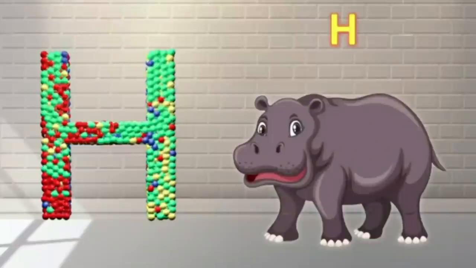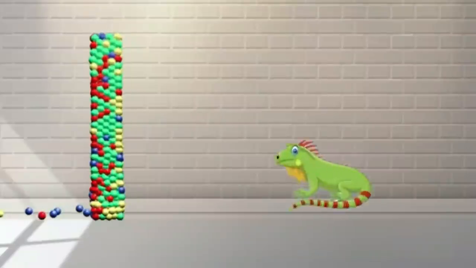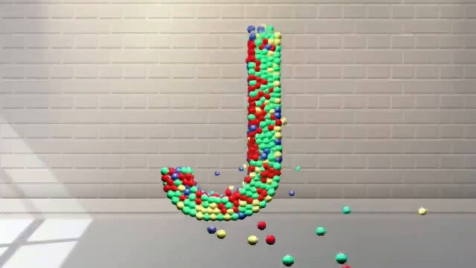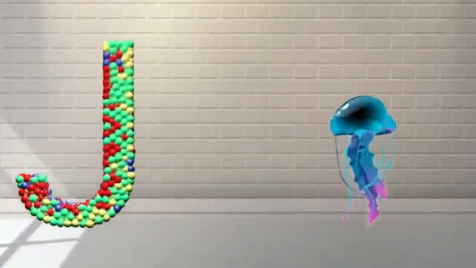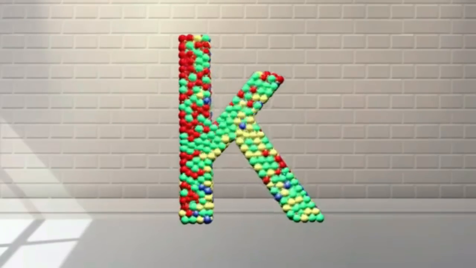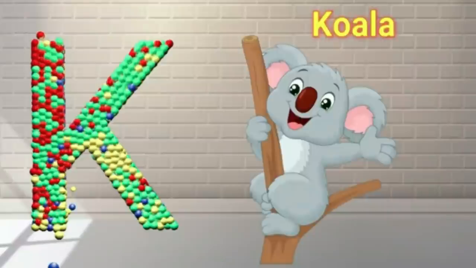H is for hippo. H-I-P-P-O. I is for iguana. I-G-U-A-N-A. Iguana. J is for jellyfish. J-E-L-L-Y-F-I-S-H. Jellyfish. K is for koala. K-O-A-L-A. Koala.